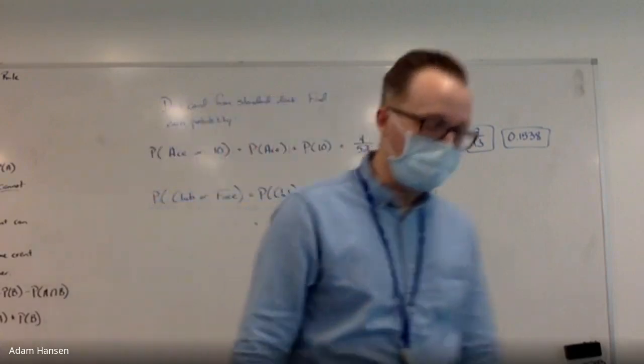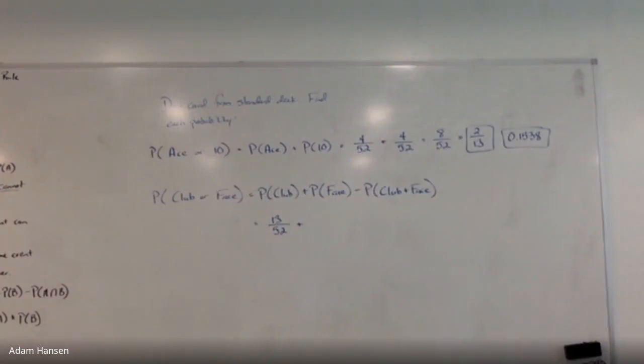How many face cards are in the deck? There's 3 per suit: Jack, Queen, King. 4 suits total. How many face cards are there? 12. Now I've added up all the face card outcomes.